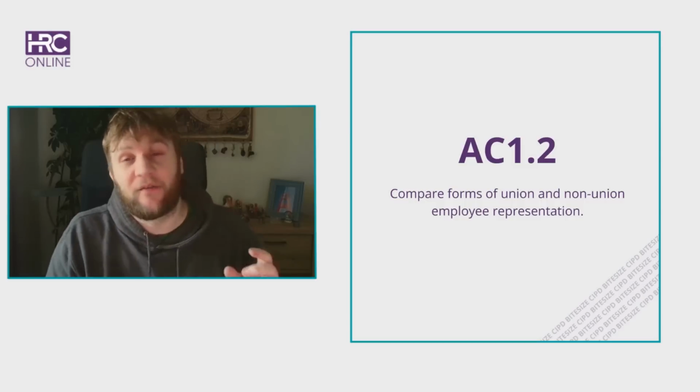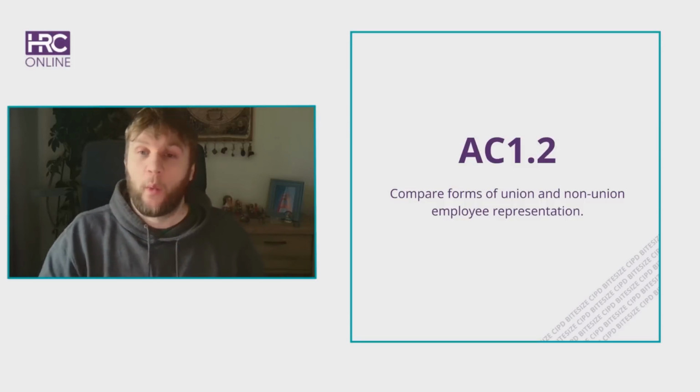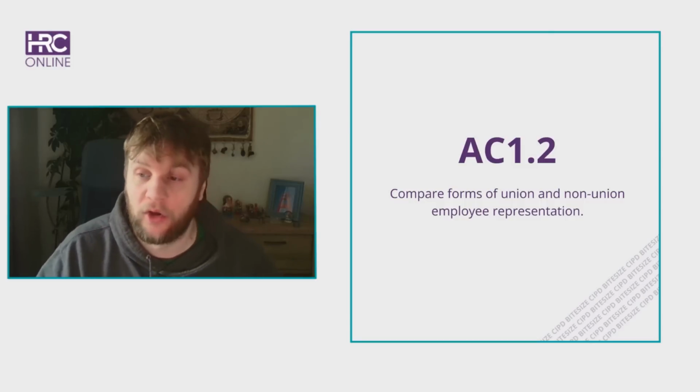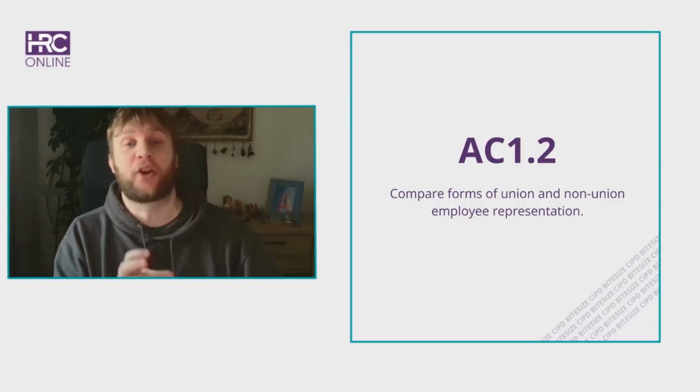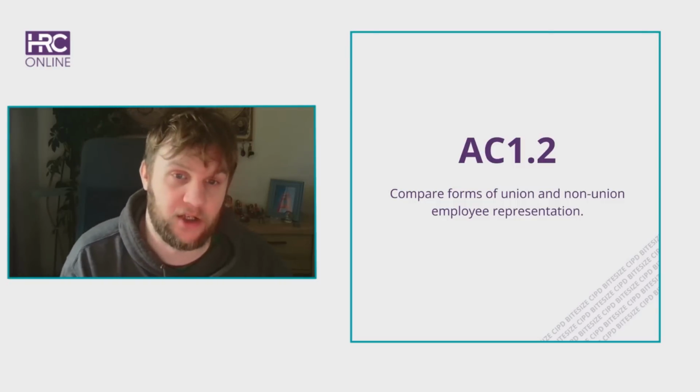For CIPD Bitesize 5HR01, we're going to be looking at AC1.2. Now, that is compare forms of union and non-union employee representation.